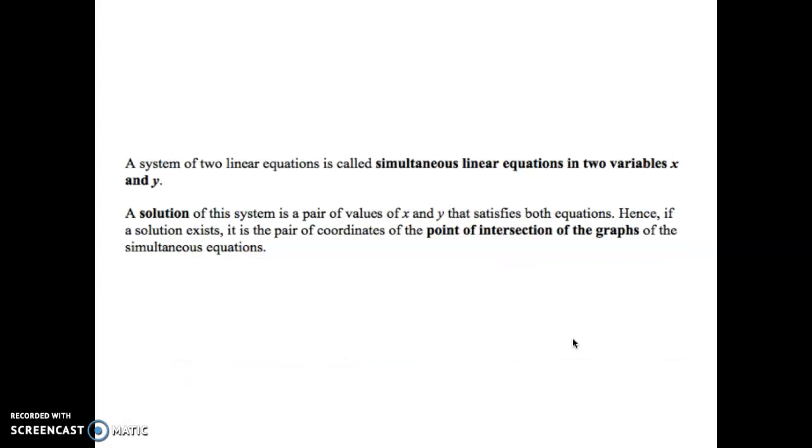Hence, when we have a system of two linear equations called simultaneous linear equations in two variables x and y, it means that these two equations have a value or solution that is common to both of these equations. So if a solution exists, it is the pair of coordinates of the point of intersection of the graphs. In the previous example, the point of intersection was point C, where the graphs cut each other.